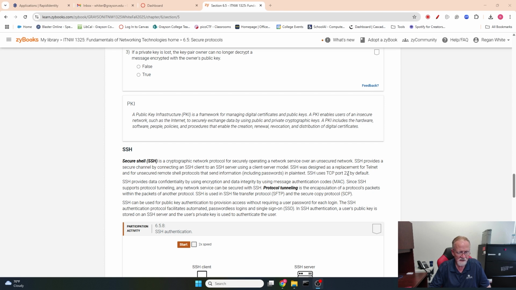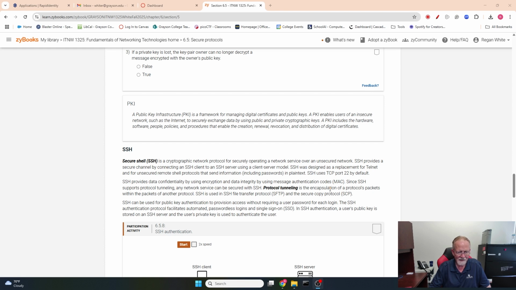SSH uses TCP port 22 by default. SSH provides data confidentiality using encryption and data integrity by using message authentication codes, MAC. Since SSH supports protocol tunneling, any network service can be secured. Basically, it's not the service that's secured, it's the pathway, it's the tunnel.